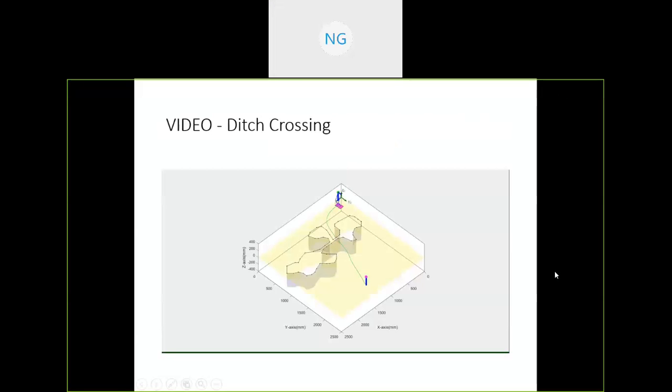Hello. Hello. Yes, sir. Sir, I am Neeraj from Nagpur, assistant professor, and I have done my PhD thesis in robotics. Okay. So it was mobile robot, not biped robot.